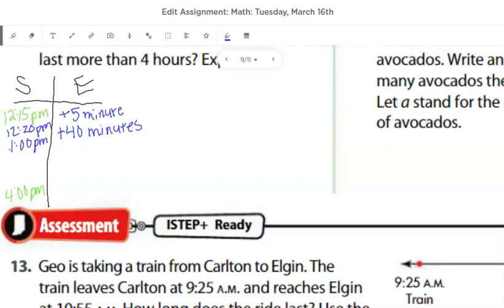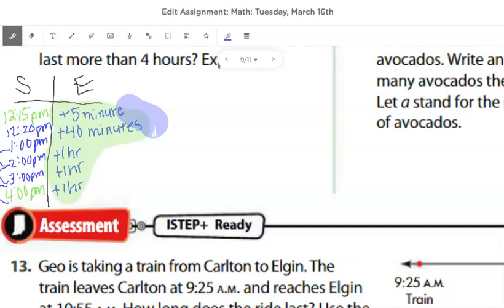Then if I go from 1 to 2 o'clock, I would add an hour. 3 o'clock, I would add another hour. And 4 o'clock, that would add another hour. Now to figure out the total elapsed time, we can add all of these together.